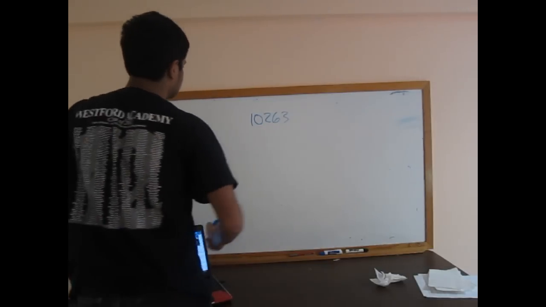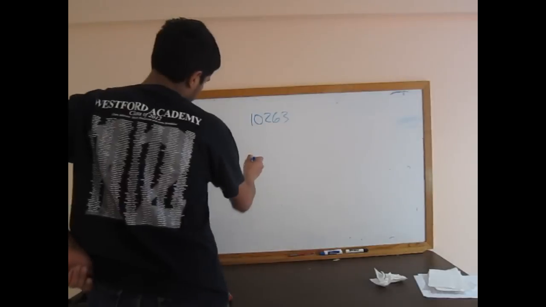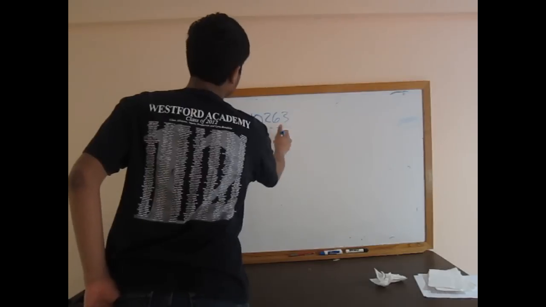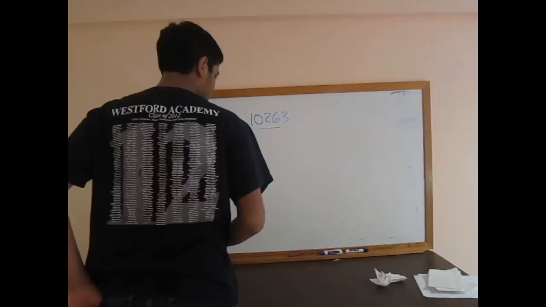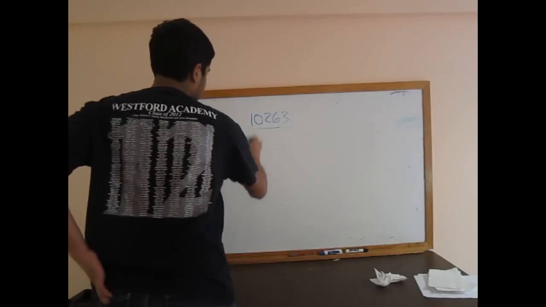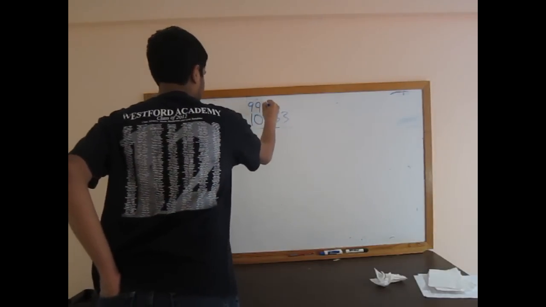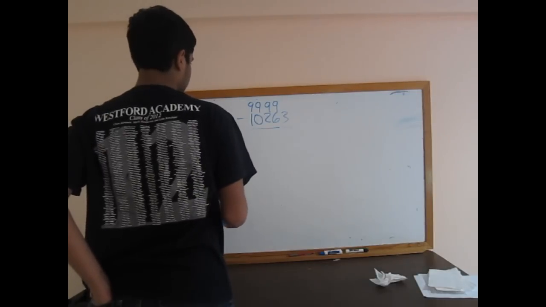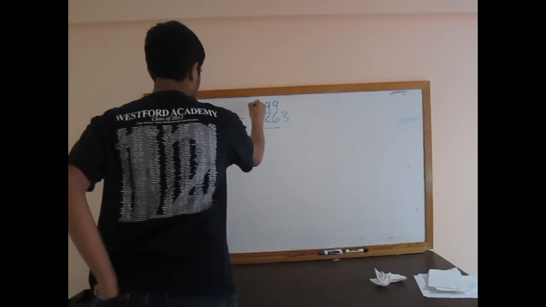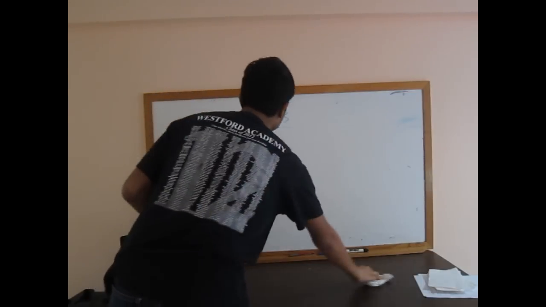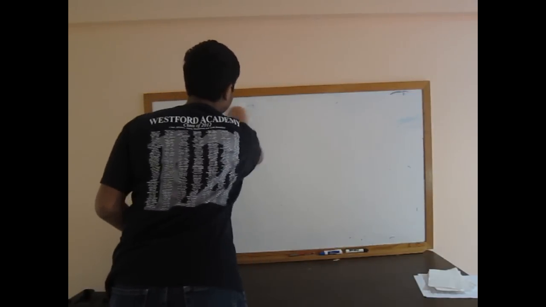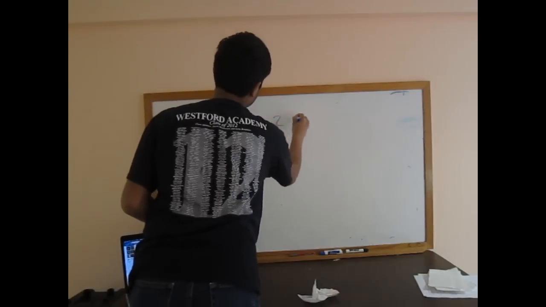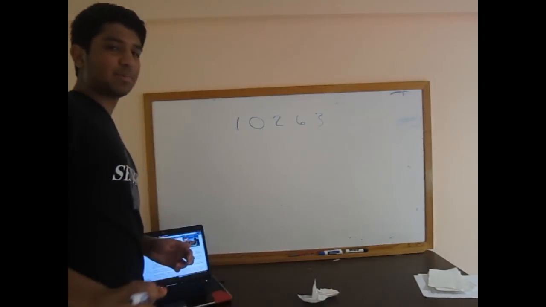So now, first you subtract all but the rightmost digit from 9. So I'm just going to put 9999 here, and what you want to do is subtract down. Essentially, you want to break up this number into digits: 1, 0, 2, 6, 3. I'll do it with each digit separately.